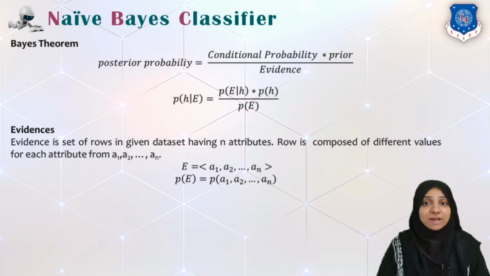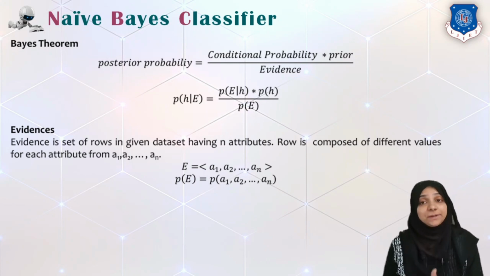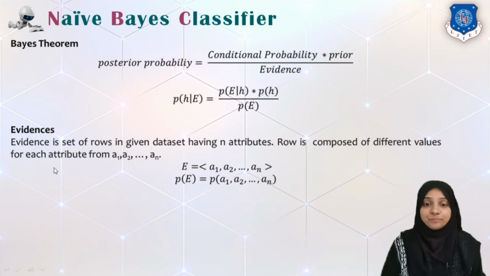That is, probability of hypothesis given an evidence is probability of evidence given hypothesis times probability of hypothesis divided by probability of evidence. Now these evidences are set of rows given in a data set having n number of attributes. So basically evidence is nothing but a set of rows with n attribute values, and each row is composed of different values in these attributes. So attributes are from A1 up to An.